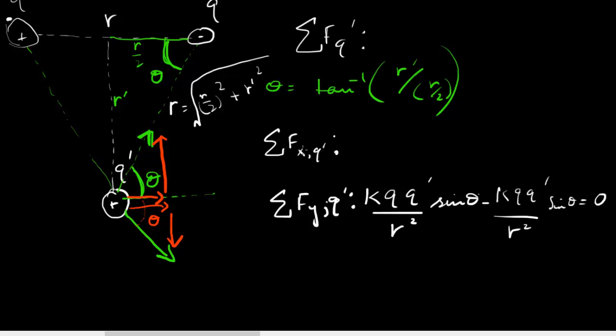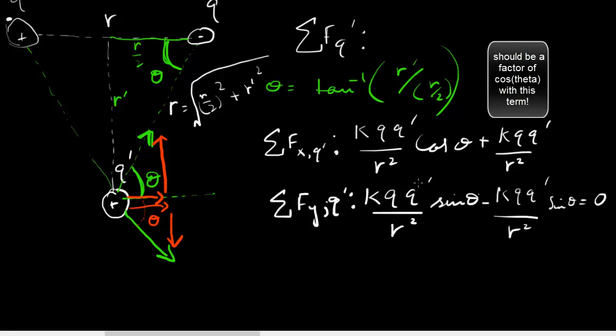What about the x component? The x component for Q prime and minus Q is going to be k Q prime over r squared cosine theta. And then Q prime and plus Q is pointing in the same direction, so it's going to be plus k Q prime over r squared cosine theta. So that would be the force on Q prime in the x direction.